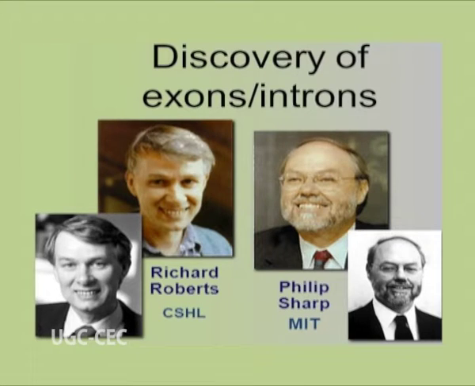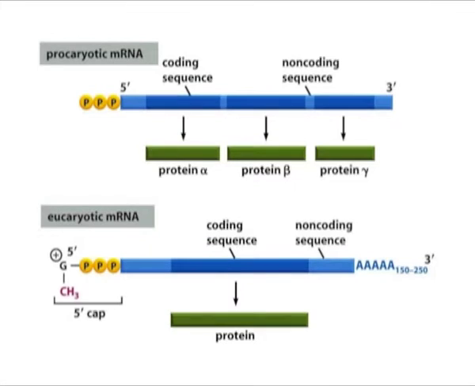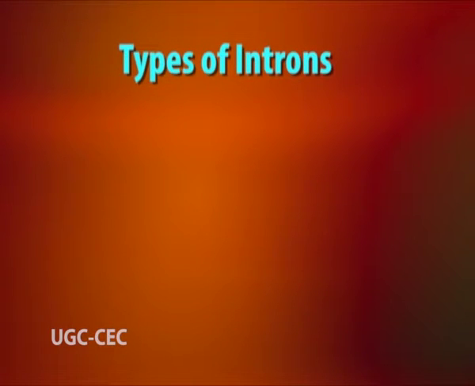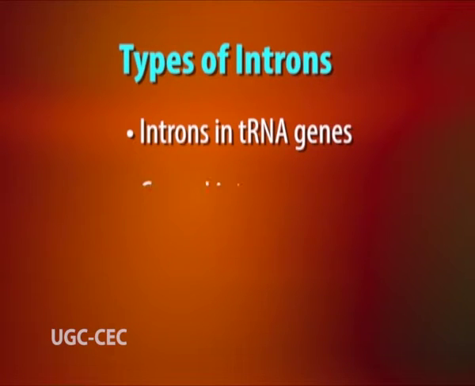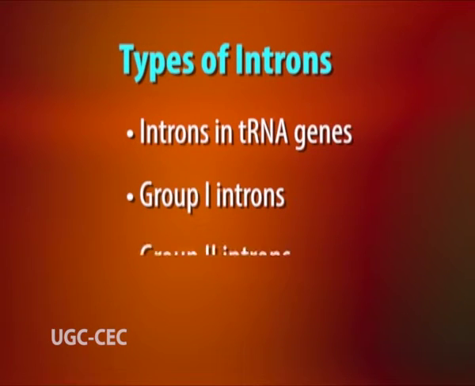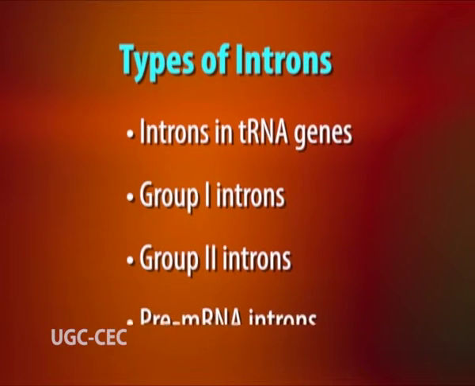The discovery by Richard Roberts and Phillip Sharp in 1977, Nobel laureates in physiology or medicine in 1993, showed that intervening sequences place genetic spaces between coding regions in a gene. Introns result in multiple products from a single gene. These may be of four types: introns in tRNA genes, group 1 introns, group 2 introns and pre-mRNA introns.